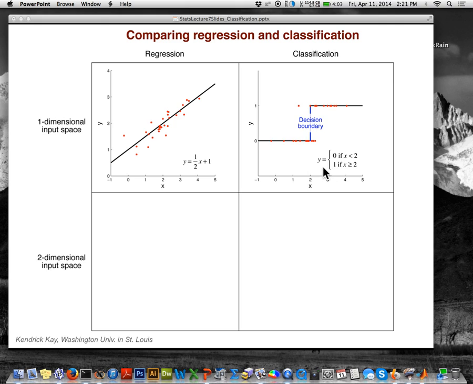So our model in this example is: if x is less than 2, we're going to guess that y is 0, and if it's greater than or equal to 2, our guess is 1. So you can draw that as a simple step function. Whenever x is less than 2, the y prediction is 0, 0, 0, 0. And as soon as x is at 2 or beyond, our prediction is 1.